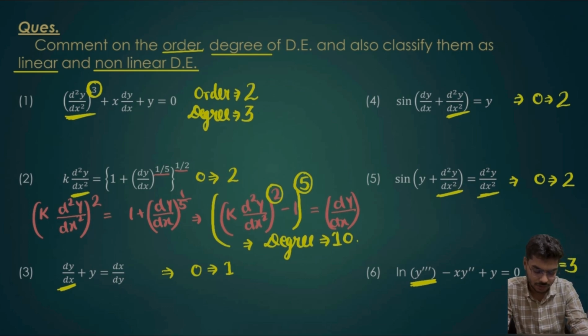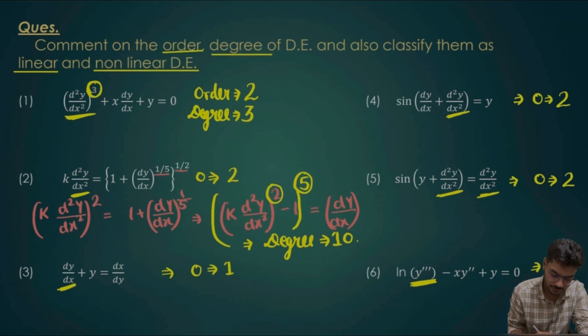Clear or not? If I open the binomial formula, what is the first term I will get? 5C0 times the first term to the power 5. The first term is already squared, and the power is 5. So what is the total power? The total power will be 10. So the degree of the highest derivative is nothing but 10. The remaining terms will also have degrees, but that is not the highest degree.